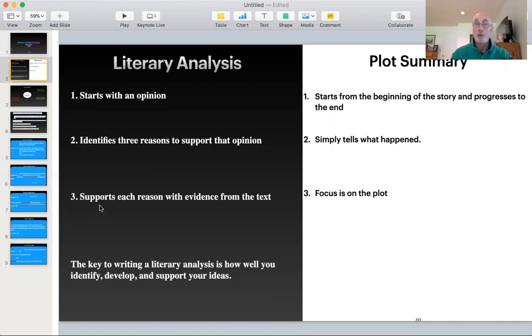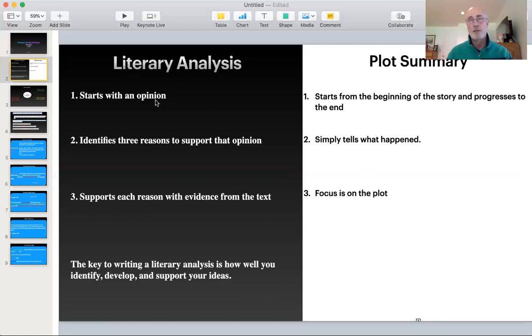And then back here in a literary analysis essay, you support each reason with evidence from the text, in this case from the Boys in the Boat book. Again, in a plot summary, you're just focusing on what happened, the storyline. As one college professor put it down here at the bottom, the key to writing a literary analysis essay is how well you identify, develop, and support your ideas. So that's the key: when you're writing literary analysis, in a sense you're proving something, arguing for something, making a case for something. You're not just telling what happened in the book.